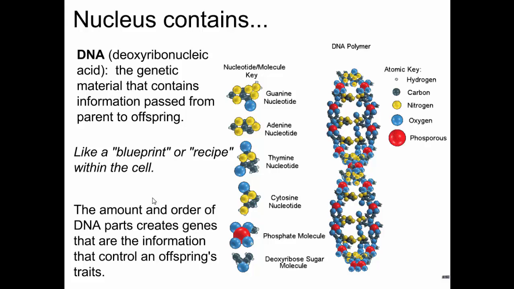The nucleus contains, like I said, the DNA, or deoxyribonucleic acid. You don't need to know the full terminology for DNA, but you do need to know that DNA is the genetic material that contains information passed from parent to offspring. So from parent to child, it's like a blueprint or a recipe within the cell. The amount and order of DNA parts creates genes that are the information that control an offspring's traits. For example, eye color, hair color, whether someone is left-handed or right-handed, whether someone is male or female. All of those things are contained in the genes, which make up the DNA.